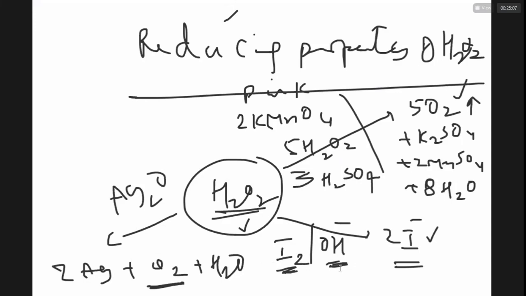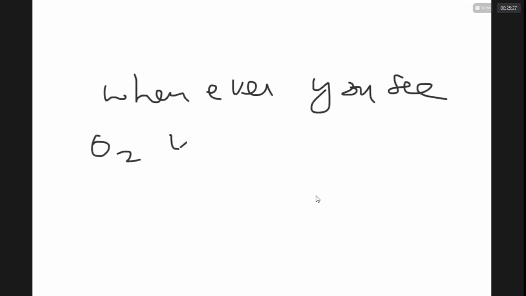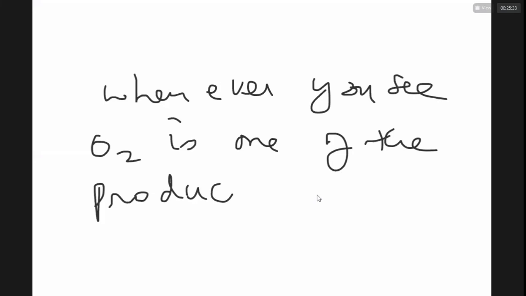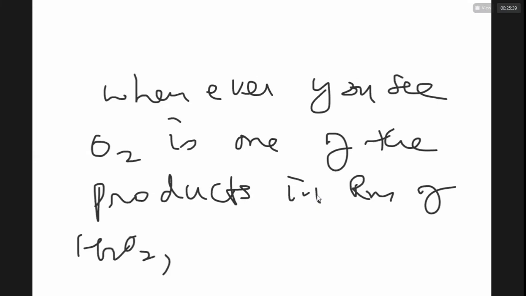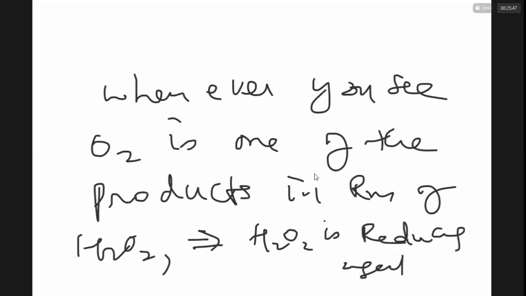Whenever O2 is one of the products, H2O2 acts like a reducing agent. So that is a very important clue, sir. Whenever you see O2 is one of the products in reactions of H2O2, it implies H2O2 is a reducing agent.